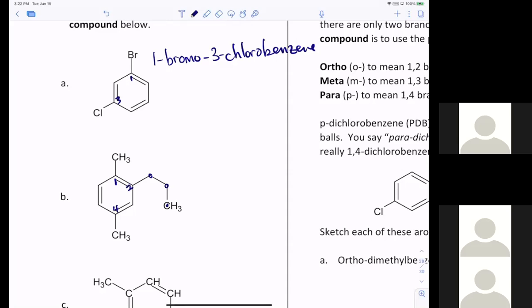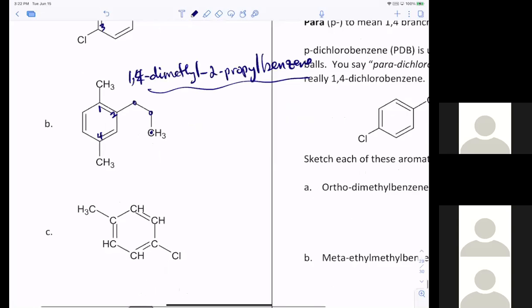So then the name is 1,4-dimethyl-2-propylbenzene. Okay, so aromatic compounds always have a benzene ring in them. They can have more than 1 benzene ring, but we're not going to look at that.